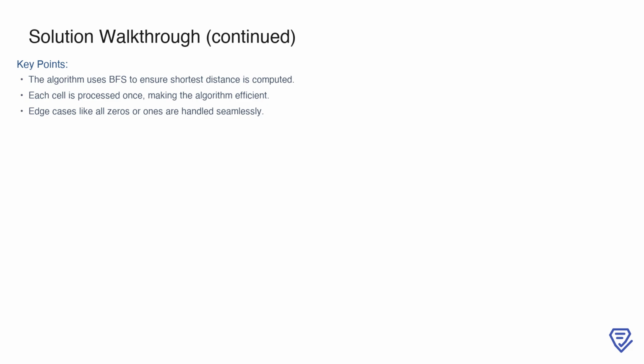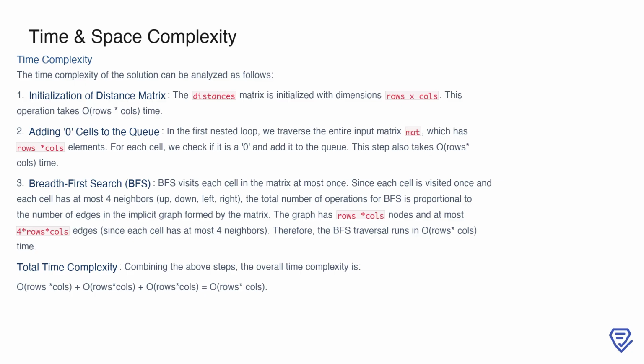of the approach. To analyze the time complexity of this solution, let's break it down into 3 main steps. First, we initialize the distances matrix, which requires traversing the entire matrix to set up its dimensions of rows x cols. This takes rows * cols time. Next, we loop through the input matrix to identify all cells containing 0 and add them to the queue. This step also processes every cell in the matrix and therefore takes another rows * cols time.